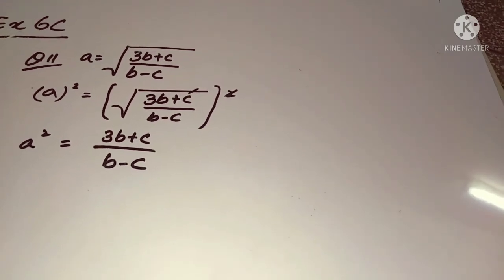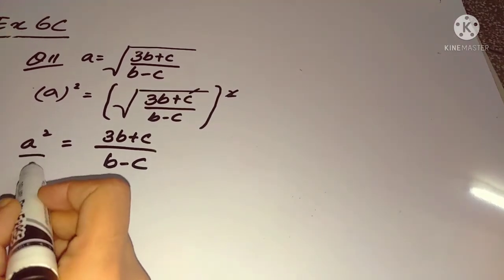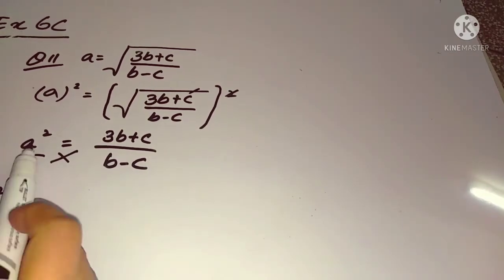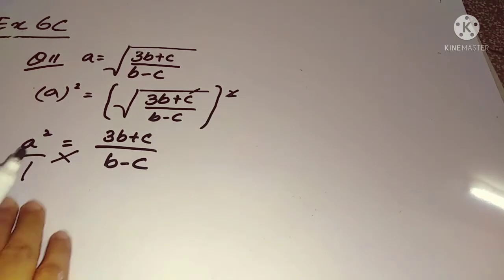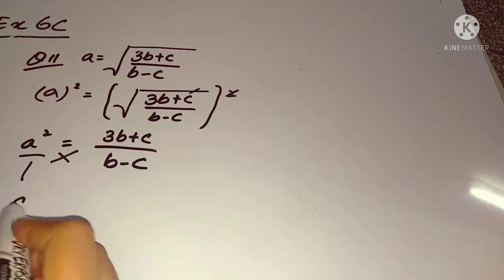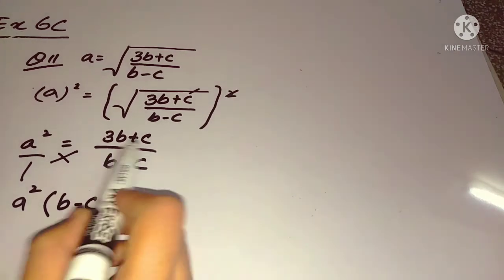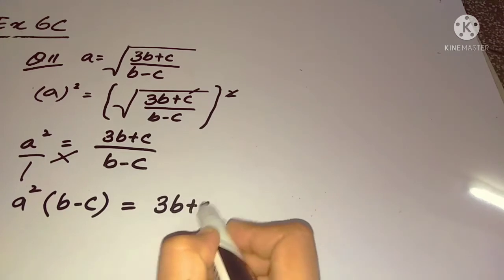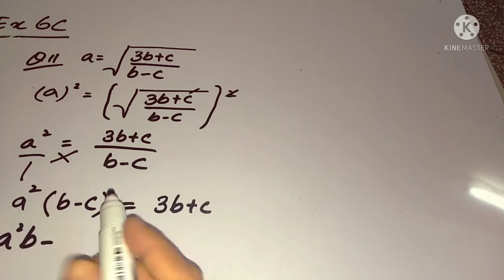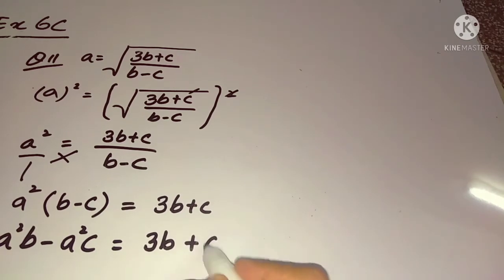Alright, now you can cross multiply. Here there is nothing in the denominator, so we can put 1. We can cross multiply it. a square is multiplying with b minus c, so a square times (b minus c), and when you multiply 3b plus c with 1, you will get 3b plus c. Now multiply a square with b minus c, so what you will get? You will get a square b minus a square c is equal to 3b plus c.